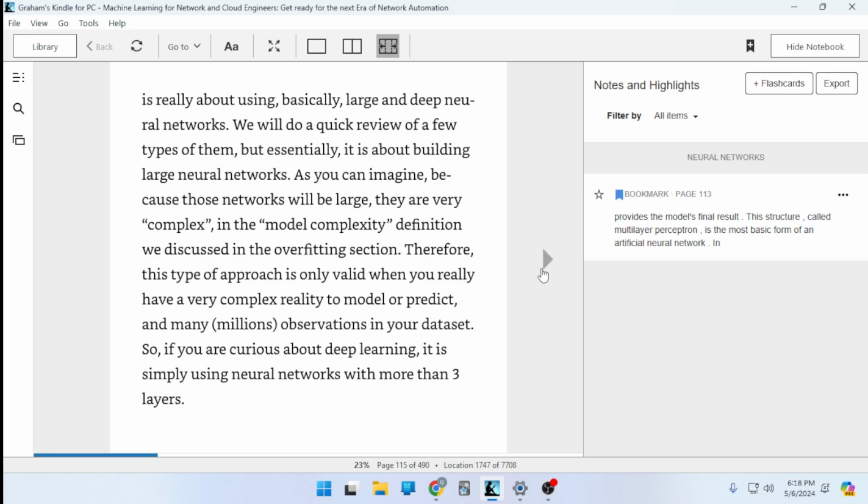We will do a quick review of a few types of them, but essentially it is about building large neural networks. As you can imagine, because those networks will be large, they are very complex in the model complexity definition we discussed in the overfitting section. Therefore, this type of approach is only valid when you really have a very complex reality to model or predict and many millions of observations in your data set. So, if you are curious about deep learning, it is simply using neural networks with more than 3 layers.